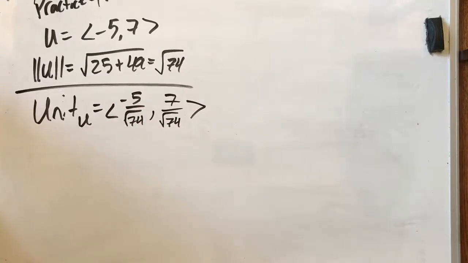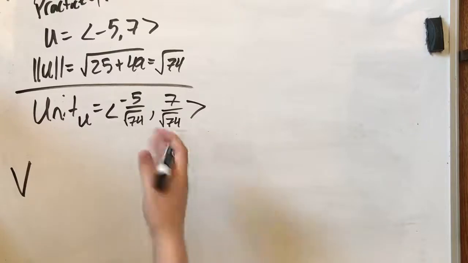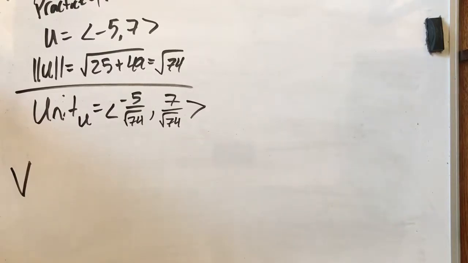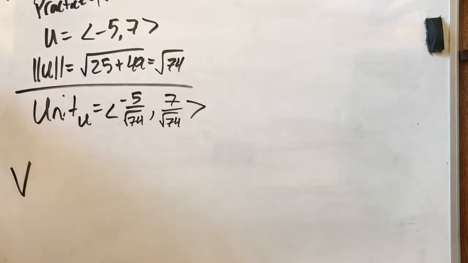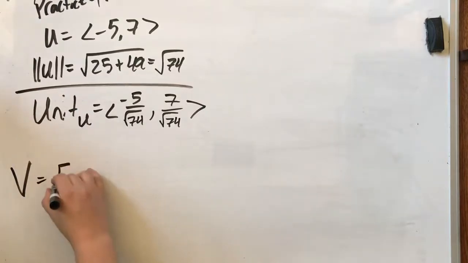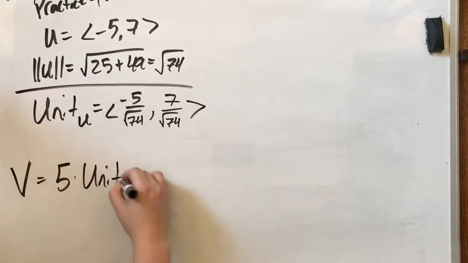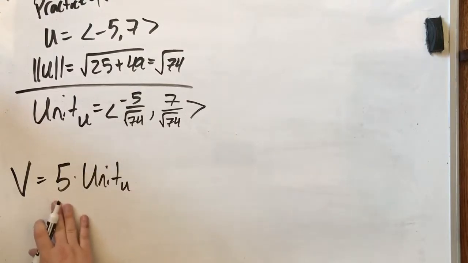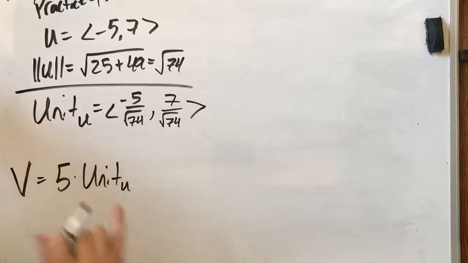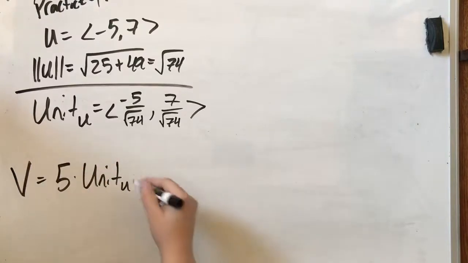So if I want to find this vector v, well, I know that it has the same direction as this, but its length is 5. So this thing's length is currently 1. So what if I just multiplied it by 5? I'll have the same direction, okay, because multiplying by scalars doesn't change the direction, but it will now have a length of 5 instead of 1.